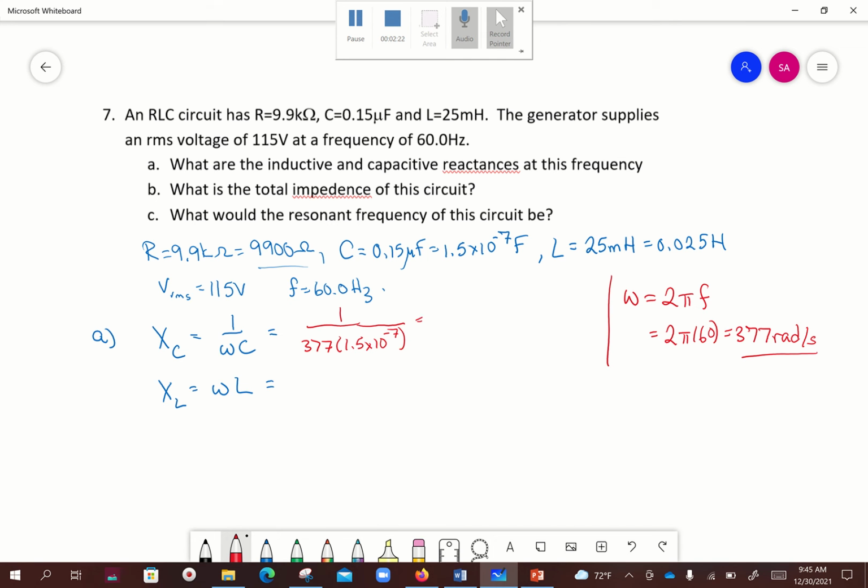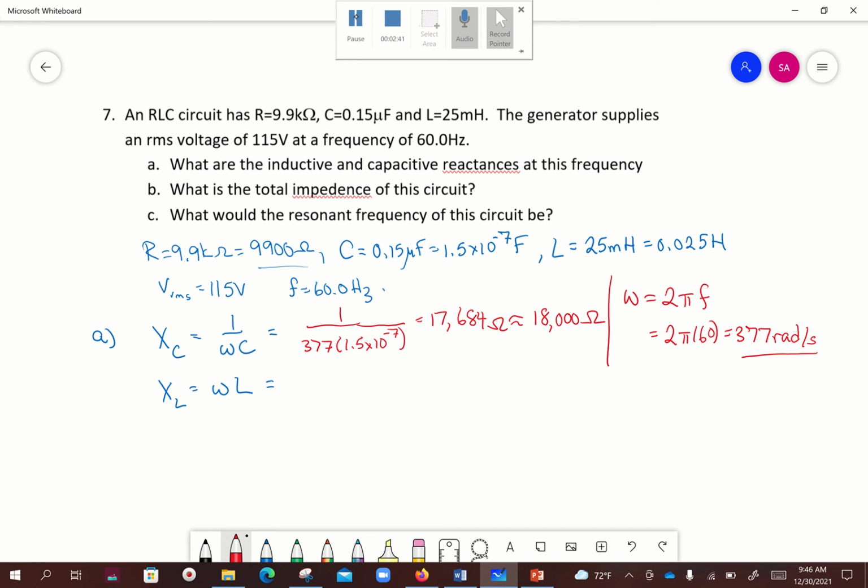And so you can see it's important here that I've converted that to the correct units for the capacitance, and I get 17,684 ohms. And let's see, I should take that to 2 sig fig, so I should say 18,000 ohms.